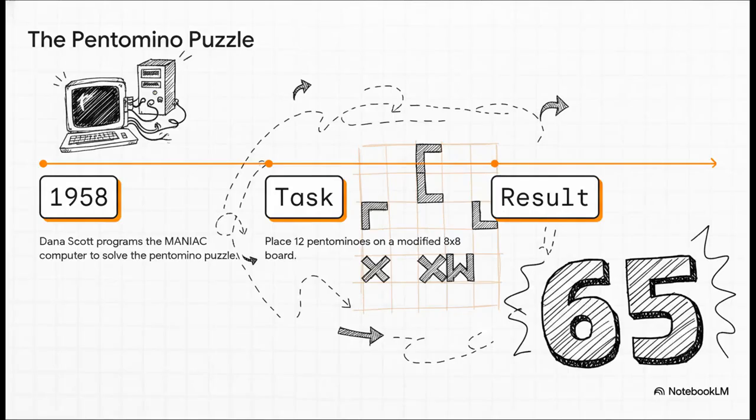Way back in 1958, a graduate student named Dana Scott programmed the MANIAC computer to take on this exact puzzle. It took a whopping 3.5 hours, which was a gigantic amount of computing time back then, just to find all 65 solutions. It really goes to show you how long we've been obsessed with these kinds of challenges.